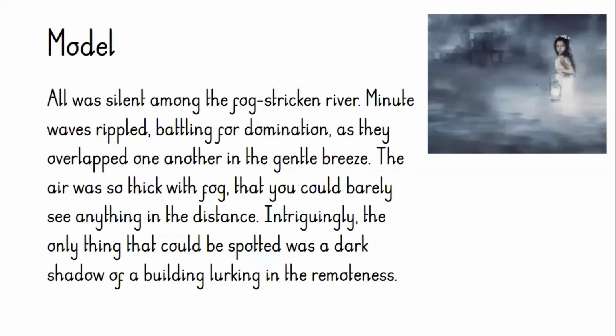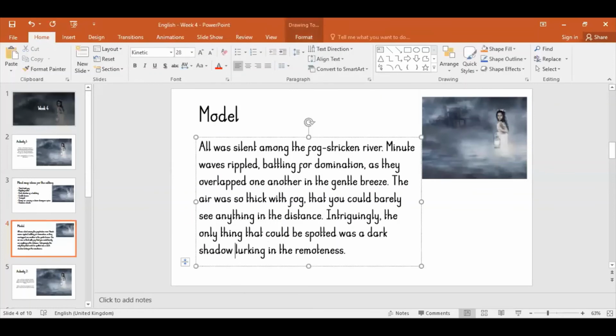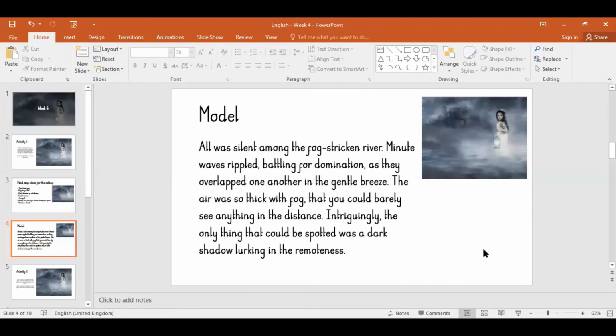Yeah, I think that's a really good idea actually, Miss Shuttleworth, because then we actually don't have any idea of what it is. So I've given a little bit away saying that it's a building, but we could actually make it more spooky if I take that out. That's a really good idea. I'm going to do that. With a dark shadow lurking in the remoteness. Perfect. Did you think of anything else?